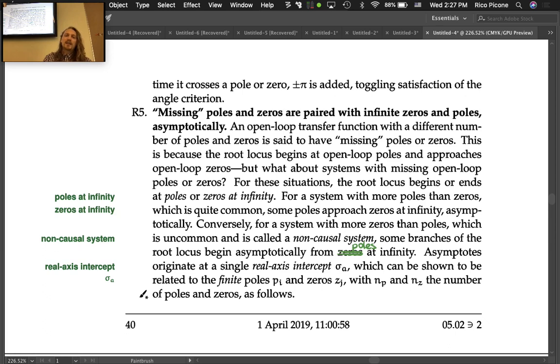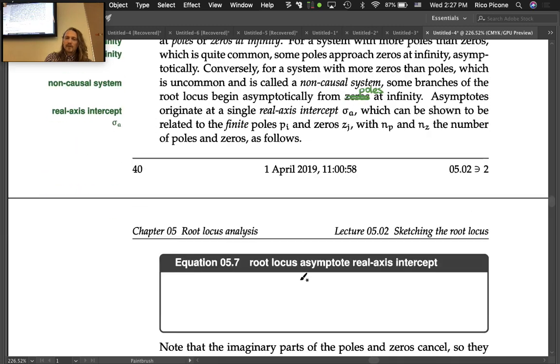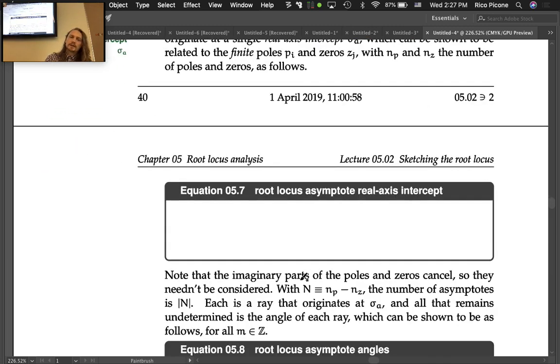Asymptotes originate at a single real axis intercept, sigma A, which can be shown to be related to the finite poles and zeros and the number of poles and zeros as well. Okay, so I'll give you an expression for that. Pardon?